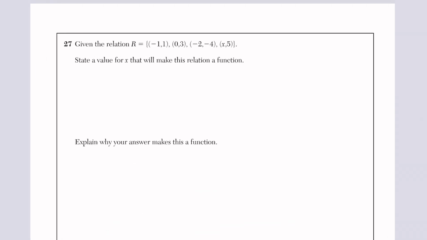And given the relation, set a value for x that will make this relation a function, and then explain why it is a function. Okay, so this is more of a definition type question. A function is a set of values where each x value gets one y value. The x values don't repeat. So the x values in this relation are -1, 0, -2. So x can be anything other than -1, 0, or -2.